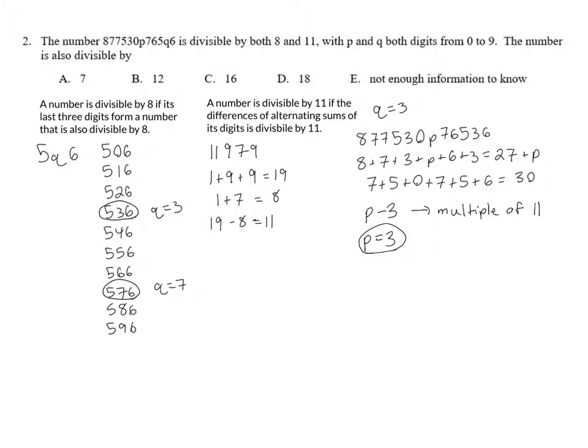So we know that P equals 3 and Q equals 3 as well. If we were to have tried Q equals 7 and done the same thing, taking the alternating sums and taking the difference between them, the result would have ended up being P plus 1. And unfortunately, P plus 1 can't be a multiple of 11 if P has to be between 0 and 9. So that's not a possibility, and we know that P has to be 3, and Q also has to be 3.